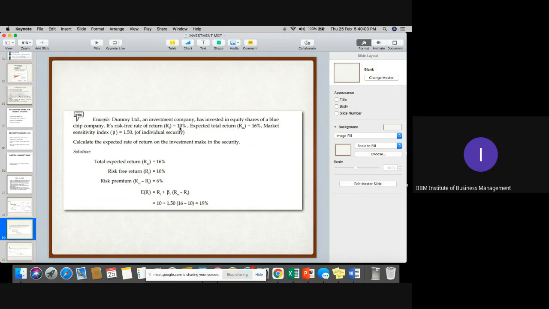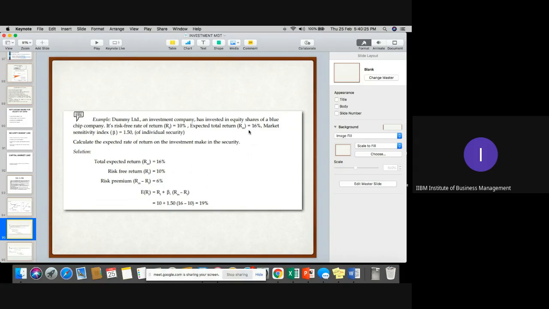Dummy Limited, an investment company, has invested in equity shares of a blue chip company. Its RF is 10%, RM is 16%, beta is 1.5. Now, what does 1.5 indicate? The stock is an aggressive stock. It is a high-risk stock because beta is greater than 1. Please calculate the values now. It should be 19%.